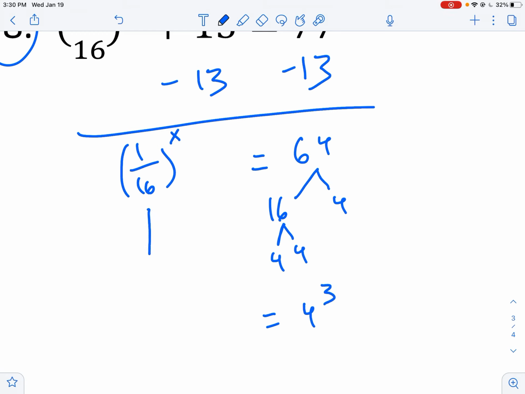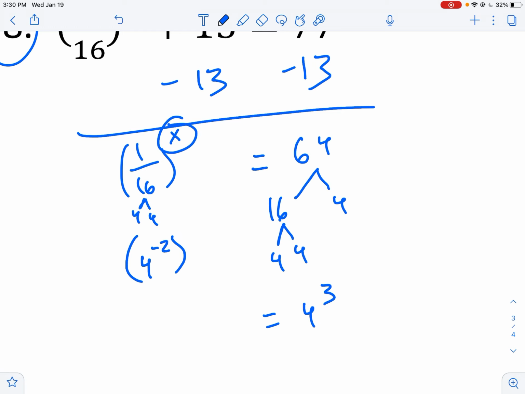I am also going to change my left side to be 4 to a power. So I'm going to take 16 and divide it by 4. And you get 4. Awesome. It's 4 squared over here. But it's a fraction. And so I'm going to rewrite my fraction as 4 to a power. And if you're going to get a fraction, you just need to put your power as a negative. So our left side is actually going to be 4 to the negative second power.